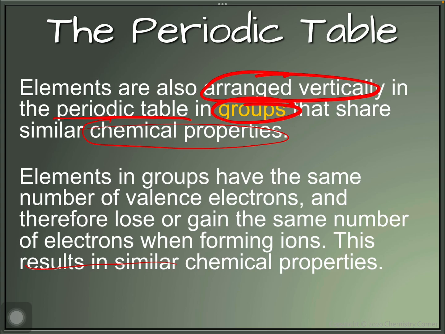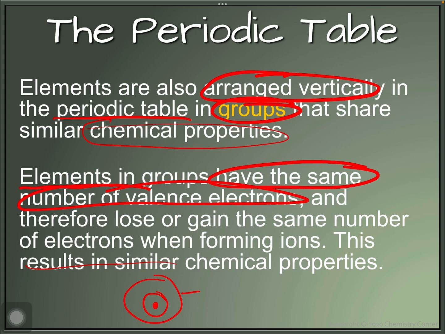Another important tidbit is that the elements in the groups have the same number of valence electrons. Every atom is going to have shells, right? That outermost shell, or that last shell, is called the valence shell. And on the periodic table, depending on the group that you are in, that is going to tell you how many valence electrons you have.